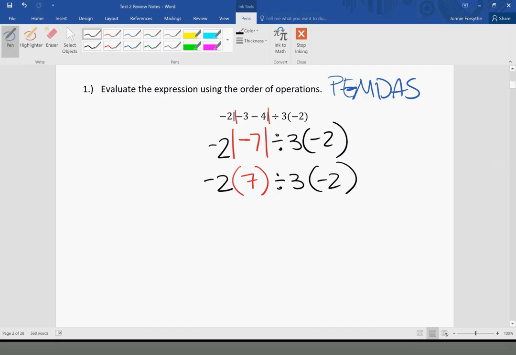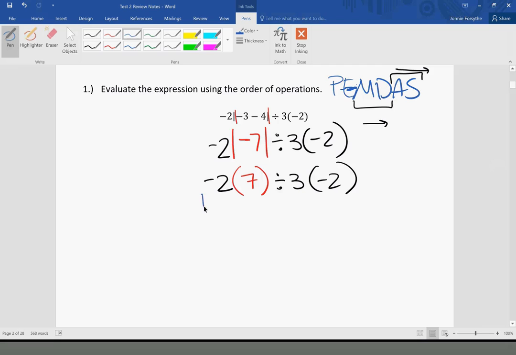And so now at this point, we don't have any exponents, and now we have multiplication and division. So those two operations have equal importance based on what comes first from left to right. And then once you take care of any multiplication and division, addition and subtraction have equal weight based on what happens first from left to right. So here we have multiplication, division, and multiplication.